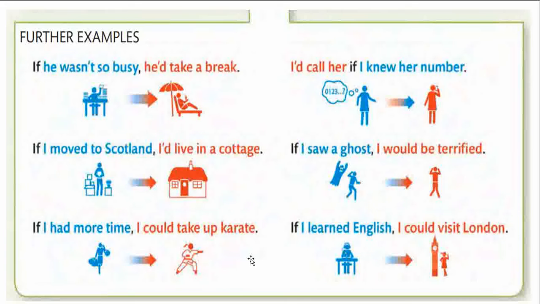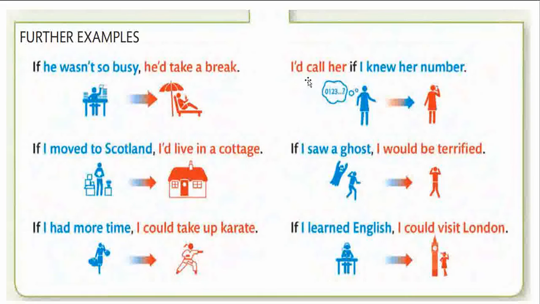Let us proceed and see certain examples based on the same structure. If he wasn't so busy, he would take a break. If I moved to Scotland, I would live in a cottage. If I had more time, I could take up karate. In these three examples, you can see that these are unlikely conditions, and that's how the result is also unlikely.